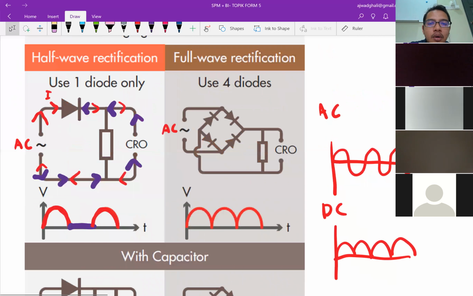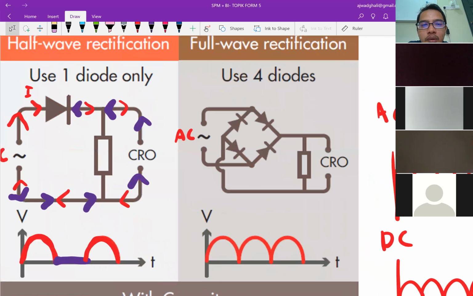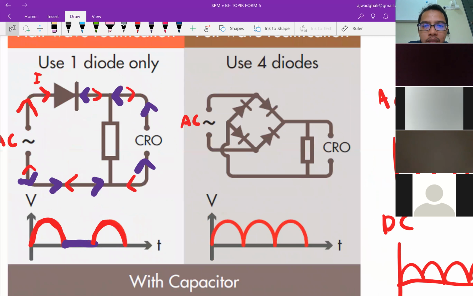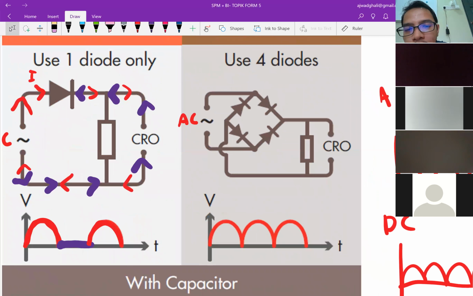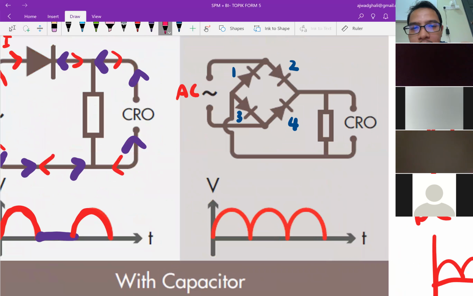Okay, so for a full wave rectification, you need four diodes. So this one, you need to look at it carefully. How do I arrange the four diodes? Okay, so I give you number 1, number 2, number 3, and number 4. Look at it carefully. So first cycle, current flows from the top. Okay, till this junction, the current has two choices: either go through number 1 or go through number 2.